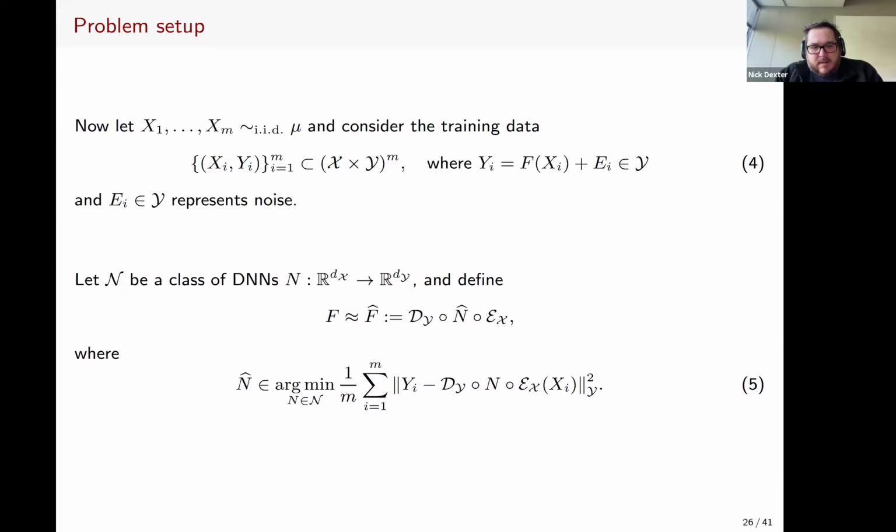Where N hat is the element of the argmin over N in the family of neural networks, 1 over m times the sum from i equals 1 to m of yi, our measurements, minus this composition of D_Y with N and E_X of x at our points xi, evaluation at xi in the Y norm squared.